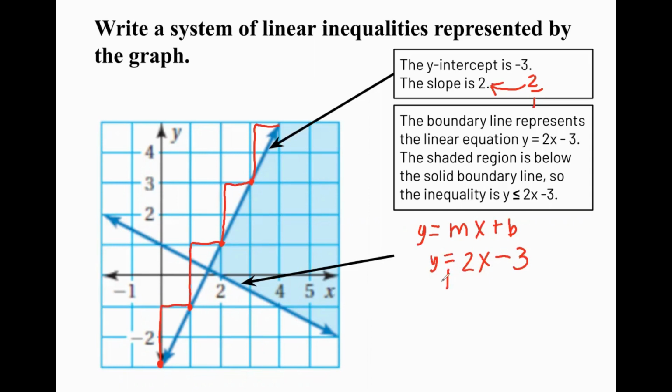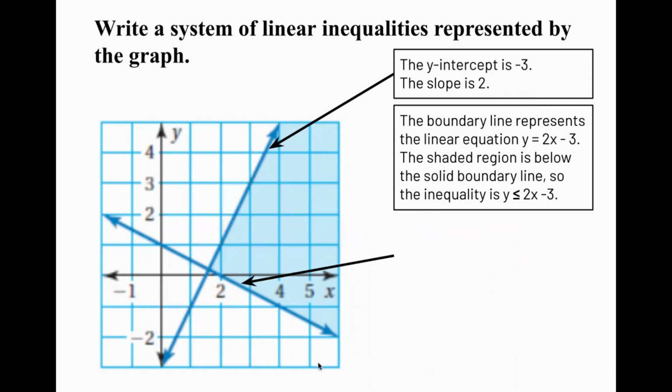And now we're going to replace our equal sign with an inequality symbol. This is a solid line, so it's either going to be less than or equal to or greater than or equal to. Looking at the shaded region that is below our boundary line, we know that since it's below the line, it's going to be less than or equal to. So your final inequality would be y is less than or equal to 2x minus 3, which is right here.